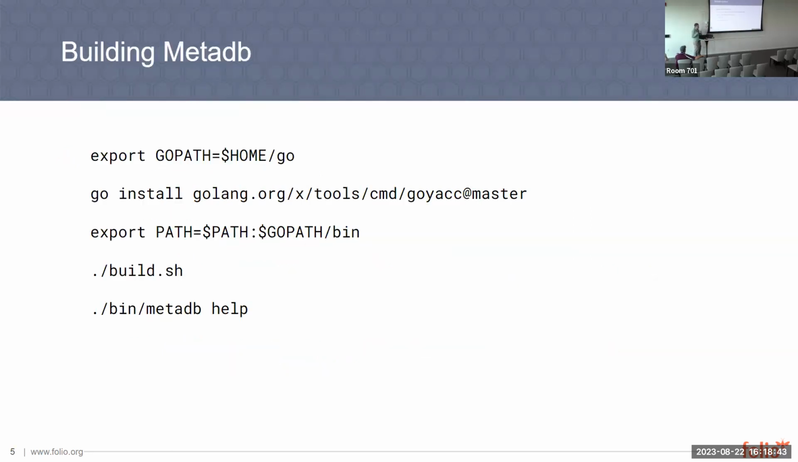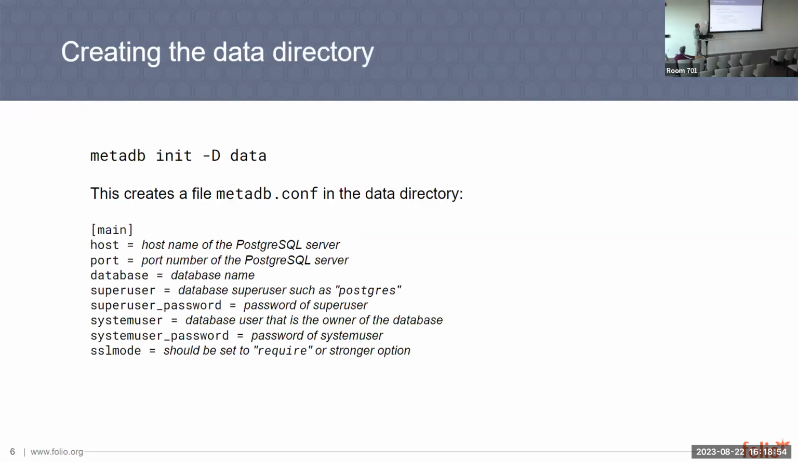So if you're a DevOps person, you basically get the MetaDB software. This is how you build it. And then you create something called a data directory, which is just a local directory located on the system where MetaDB is running, or is going to run. MetaDB will generally use that directory as temporary disk space. All of its persisted changes are persisted in the database itself, but this is more for temporary storage.